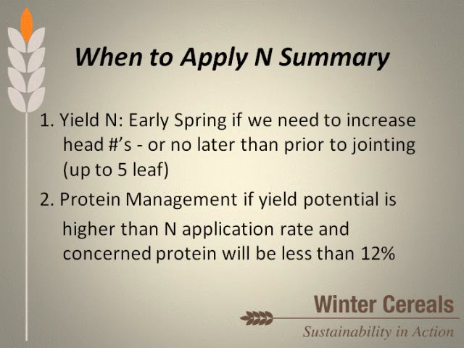Okay, so, when to apply N summary. If you're looking at nitrogen for yield, apply in early spring if we need to increase the head numbers, or no later than prior to jointing, in other words, up to that 5-leaf stage. That's the nitrogen you put on when you want to impact the yield. For protein management, if yield potential is higher than the N application rate, and you're concerned about protein that will be less than 12%, then you can consider the protein management application as well.